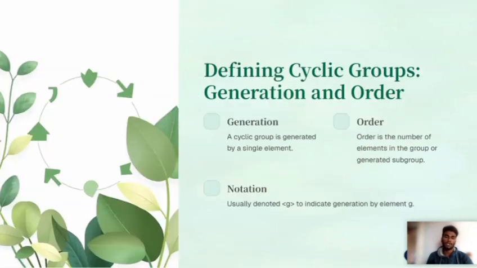The first topic is defining cyclic groups: generation and order. In generation, a cyclic group is generated by a single element. Second, order is the number of elements in the group or generated subgroup. Third is the notation, usually written as angle brackets around g, to indicate generation by the element g. This is all about defining cyclic groups: generation, order and notation.